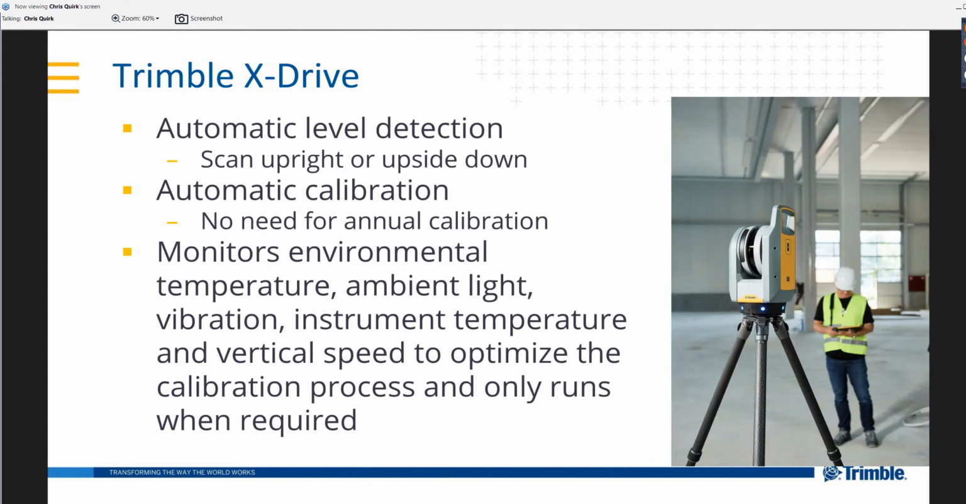And then we have the Trimble X drive as well. So within the unit, what this means is we have automatic level detection. So it's got a 45 degree, it can compensate for up to 45 degrees. That means you can scan upright and upside down as well. And what the instrument's doing is with this X drive, it is constantly monitoring its environmental temperature, ambient light, vibrations, instrument temperature, all them things to ensure that you know that the data you get is going to be accurate every single time. And because of this, it's going to run a calibration every time you do a scan. So it's going to run this process every time.